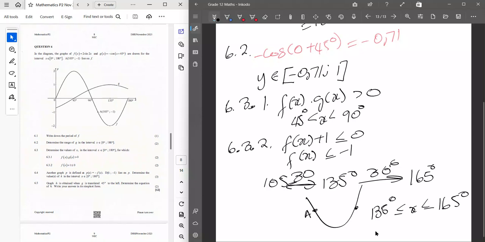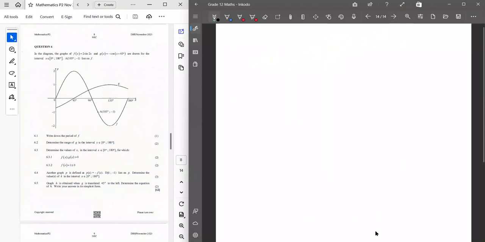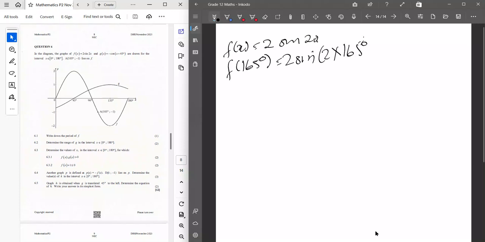If you are not sure, let me go to the next page and I will show you. Remember, we said f of x is 2 sine 2x. Now let's try this: f of 165 degrees. What is it? 2 sine 2 times 165. Please confirm.